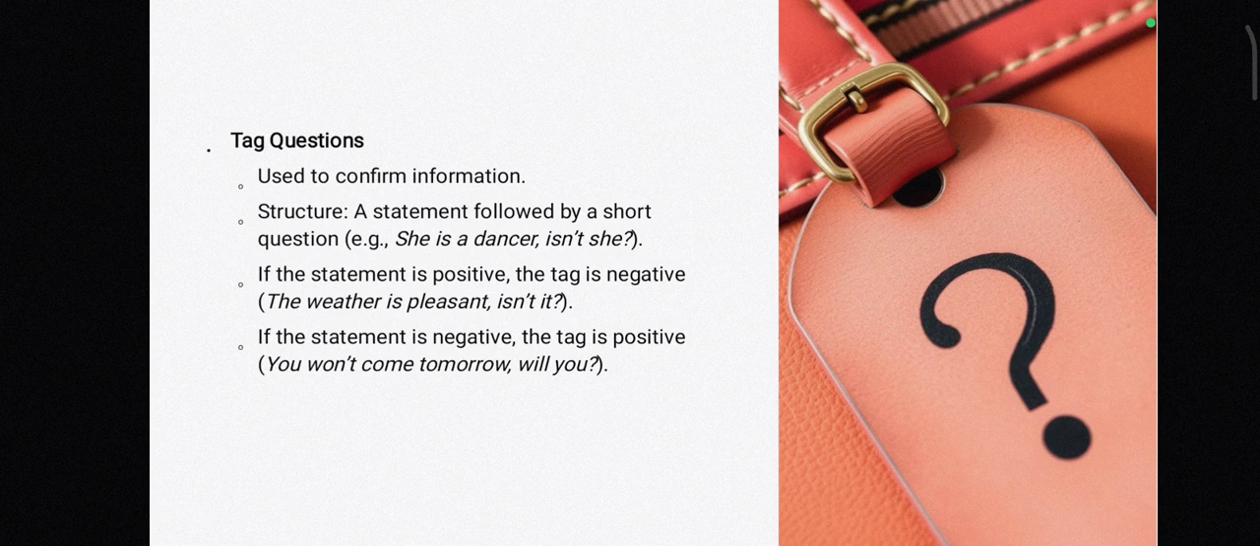Next is tag questions. Tag questions are short tags that are added to the sentences. She is a dancer, isn't she? The weather is pleasant, isn't it? When you add a tag, you have to look at the sentence first. If the sentence is positive, then you have to add a negative tag. If the sentence is negative, then you have to add a positive tag. So first look at the auxiliary verb of the sentence and then decide the tag.